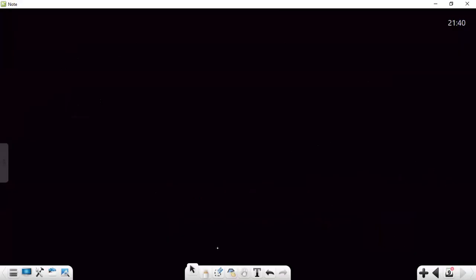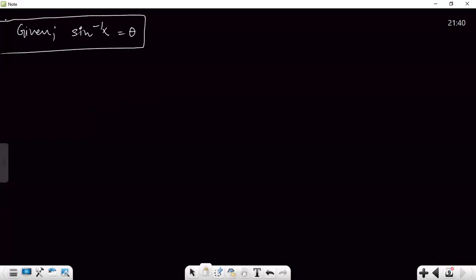No. Let's take an illustration. Let's take a famous example that is given to us. Given that sine inverse of x is equal to theta. Now we need to find the value of theta in terms of cosine inverse, tan inverse, cosec inverse, sec inverse, cot inverse, in all the other 5 remaining trigonometric ratios. So from here, we can say that x is equal to sine theta.